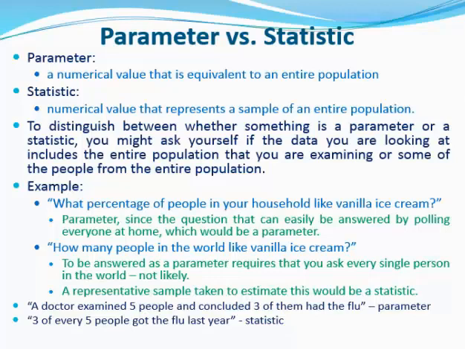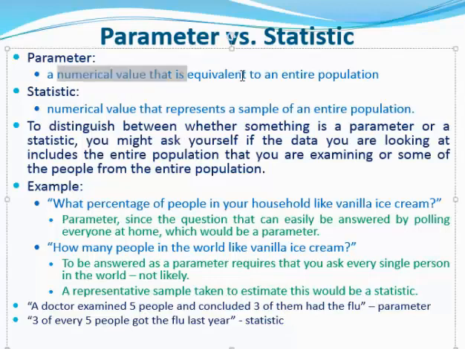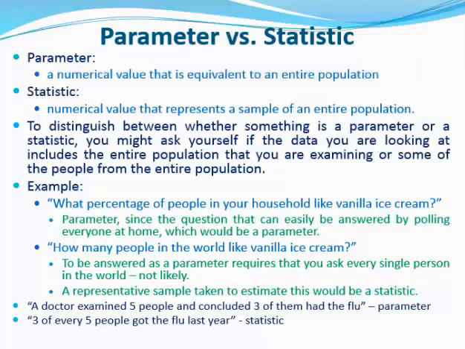I'm going to introduce you to two dichotomies. The first is the parameter versus the statistic. Both the parameter and the statistic are values that you derive from somewhere. You can measure them, and they help you gather information, or really, they are information that you gather, and they help you draw conclusions. The difference is that a parameter is a numerical value that's equivalent to an entire population, whereas a statistic is only a representative sample of an entire population.